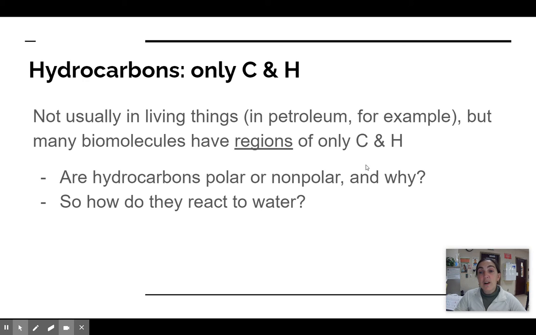Hopefully you remembered that carbon and hydrogen have pretty much equivalent electronegativities, which means that any bonds between carbon and hydrogen are going to be nonpolar, which means these molecules, hydrocarbons, will not mix well. They will not dissolve with water. So that's an important thing to realize.